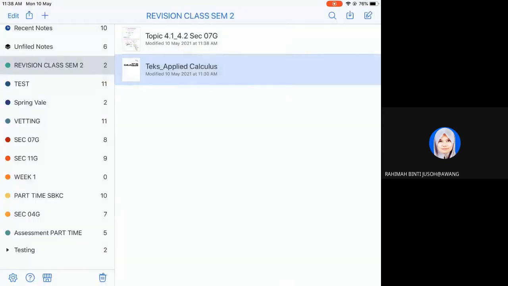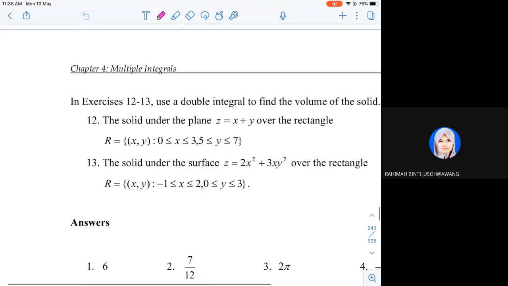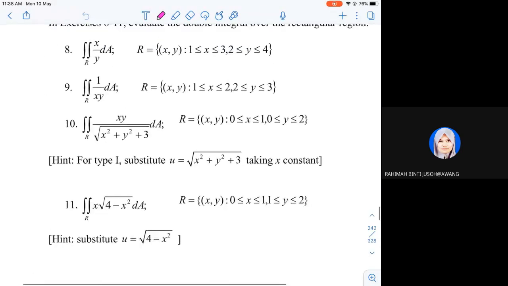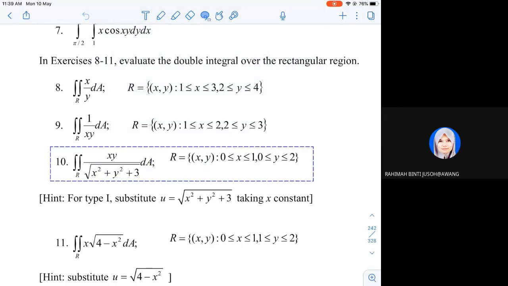Okay. So, settle soalan ni. Jom kita tengok soalan yang kena guna substitution sikit. Okay, let us do question number 10. Okay, question number 10. Kita ambil yang complicated sikit. Yang atas tu saya rasa you boleh jawab. Question number 10.